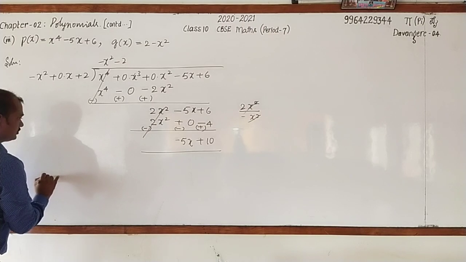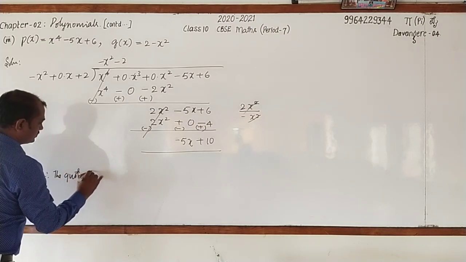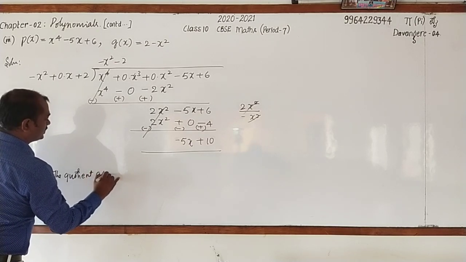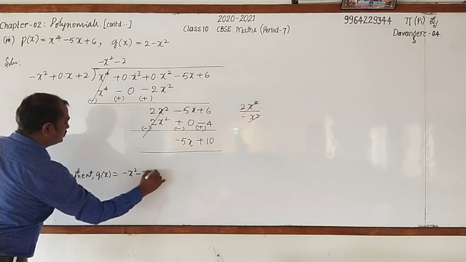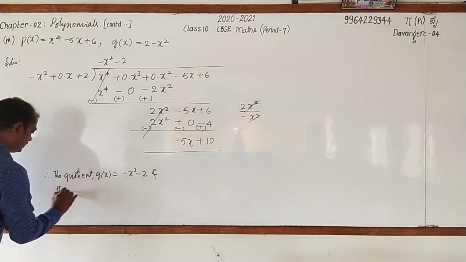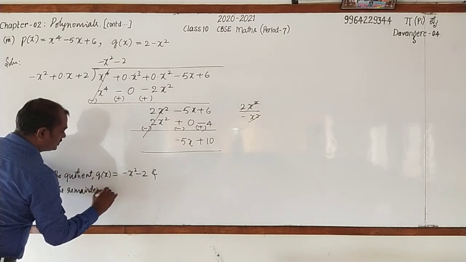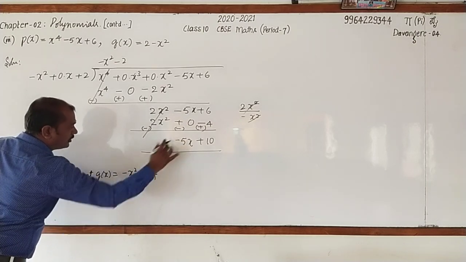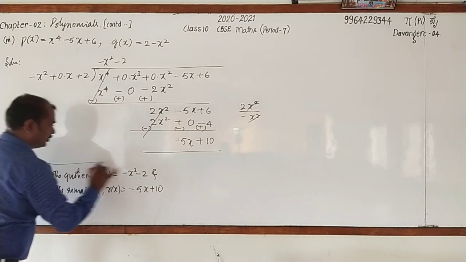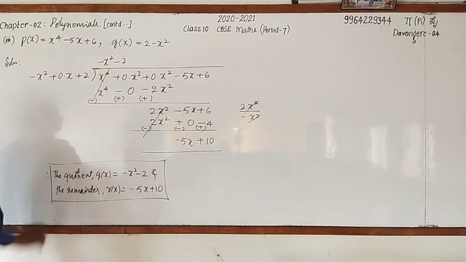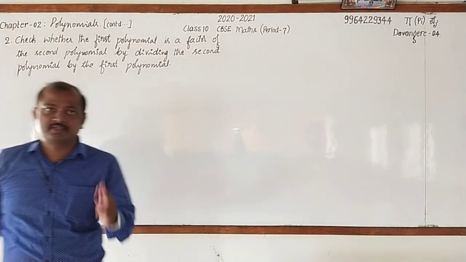Here I will write the conclusion. Therefore, the quotient q of x is equal to minus x square minus 2 and the remainder. What is the remainder? Yes, you are right. It is minus 5x plus 10. Yes, hope that you have understood. Copy this. Observe it. We will move on to second bit.